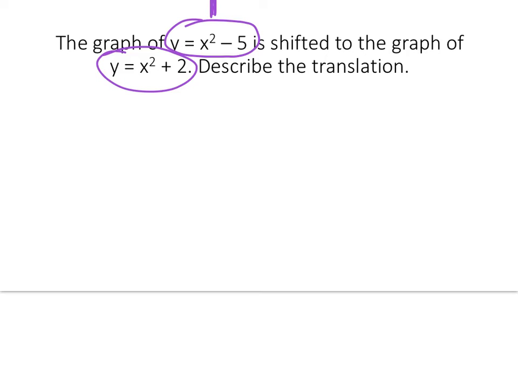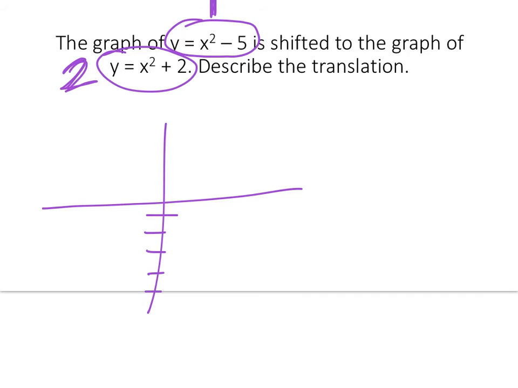This is going to be our first graph, and this is going to be our second graph. So we start at x squared minus 5, and then we go to x squared plus 2. Now, if you were to think of a t-chart, we would start at -5, and then we go up to 2. Think of our y-intercepts.